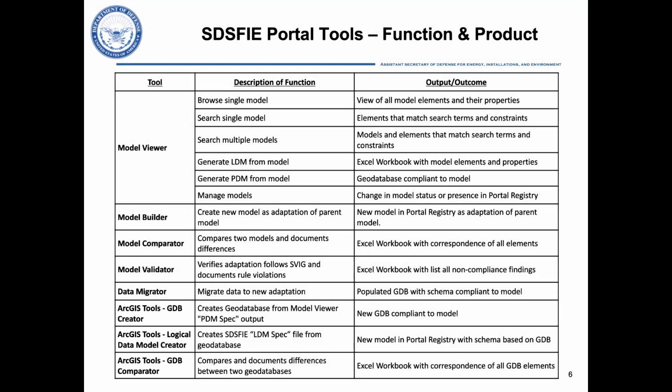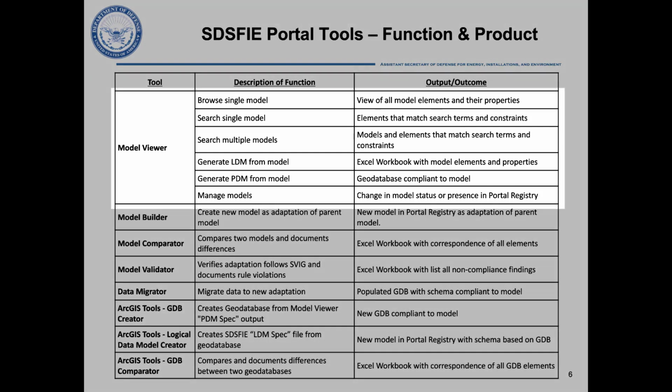All of these tools focus on implementation of data models that are compliant to the vector standard, and in some cases the metadata standard. These web browser-based applications include the following. Model Viewer allows users to first, select and browse a single model and view all the elements of that model. Second, search a single model to find and view all of the elements that match search terms and constraints. Third, search multiple models to find and view matching elements.